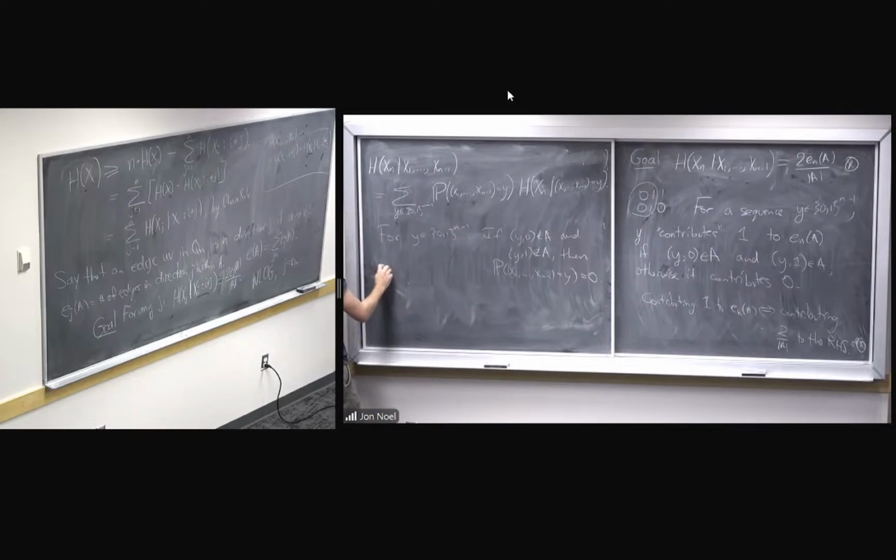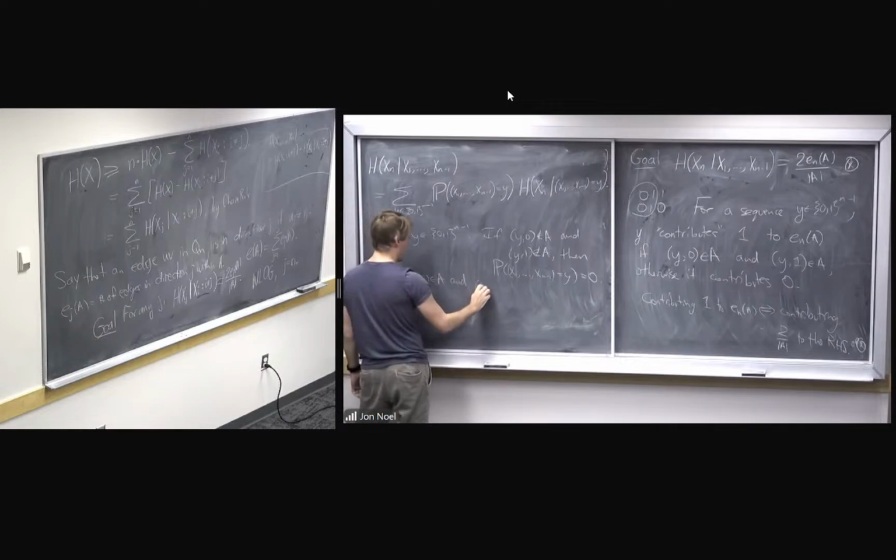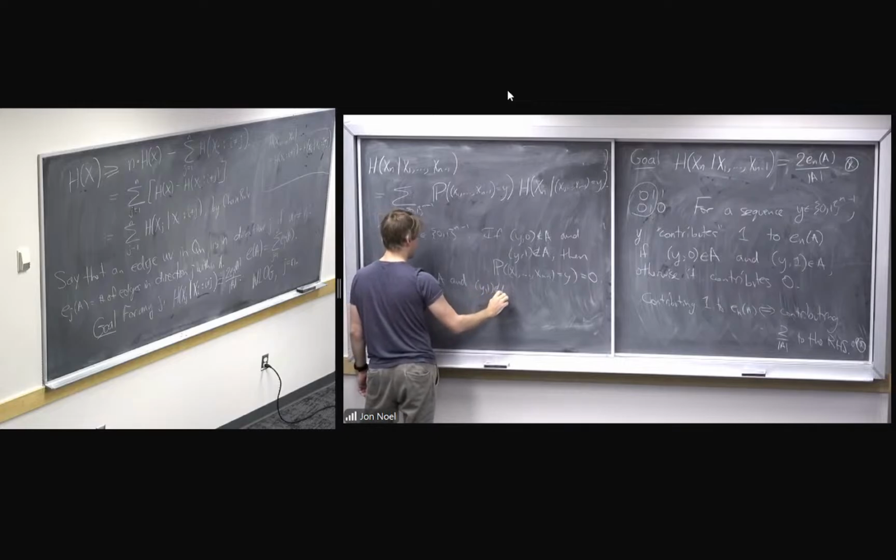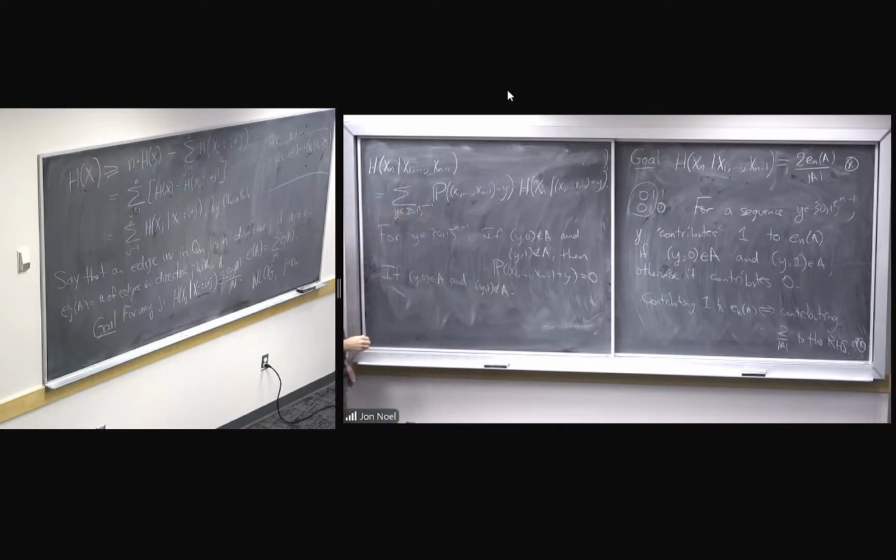Now let's think about what if y,0 is in A and y,1 isn't. In this case, this probability is not 0 anymore. In fact, it's going to be 1 over A, right?